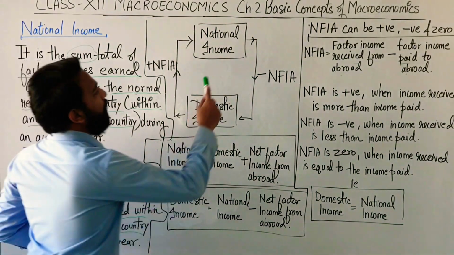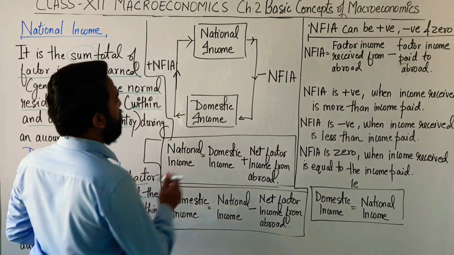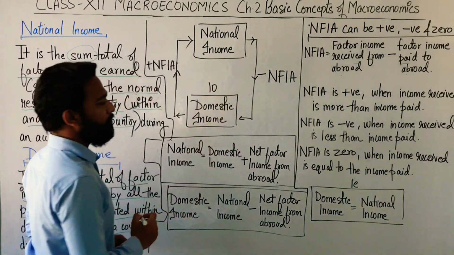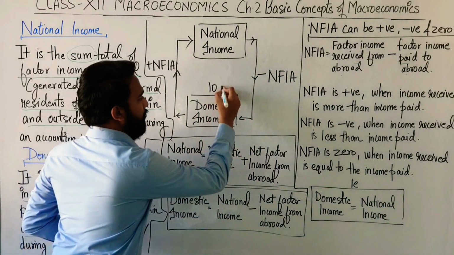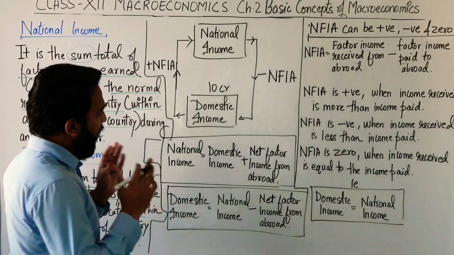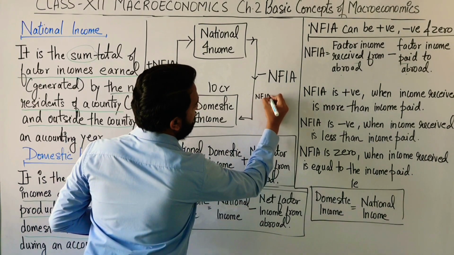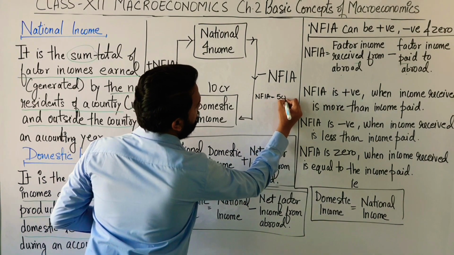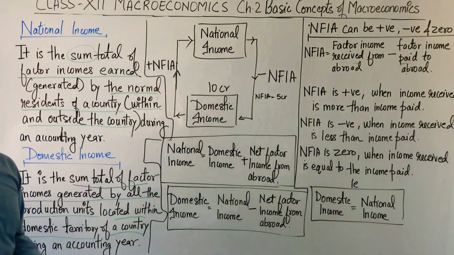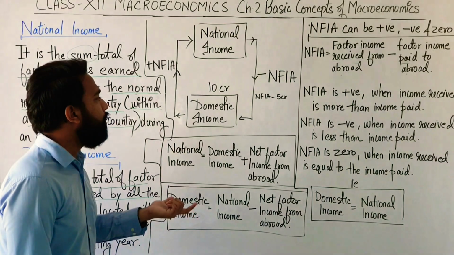Now, suppose I have got the domestic income, which is 10 crore. Fine. And the value of NFIA is 5 crore. And you are supposed to calculate the national income. Now what will you do?